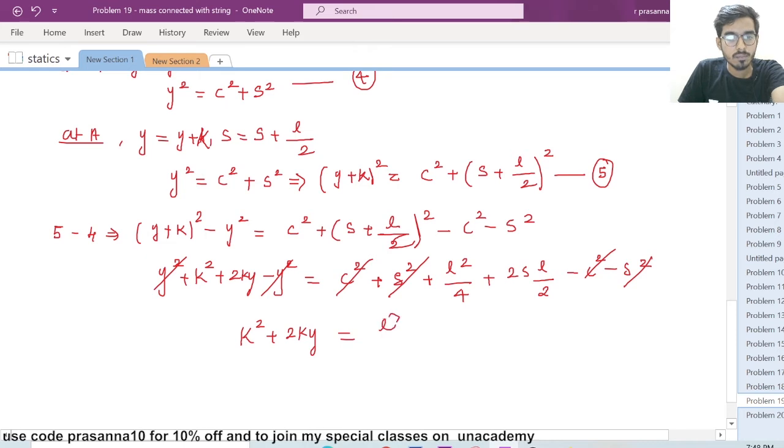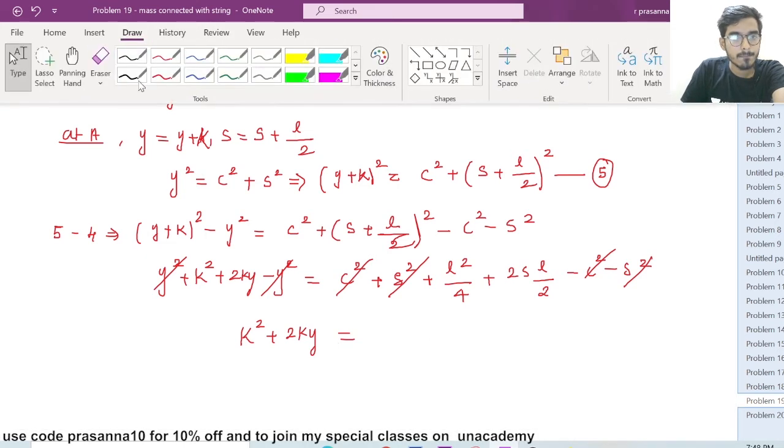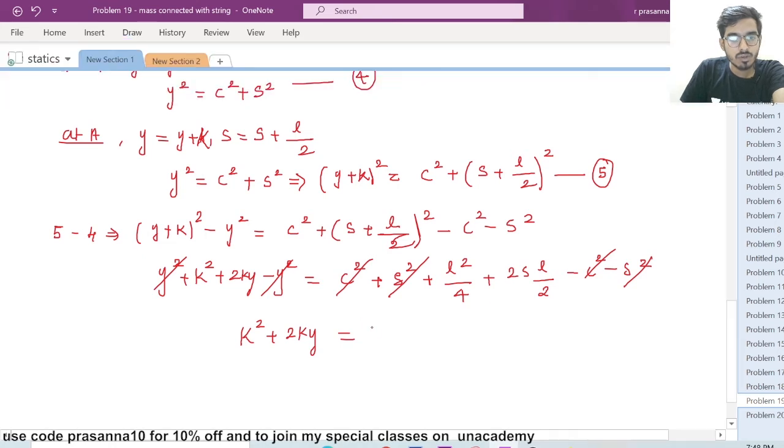So this will be L square by 4. L square by 4. This 2 will get cancelled. So we have SL, right? So this means 2ky is equal to L square by 4 minus k square plus SL, right? I'm bringing k square to this side.